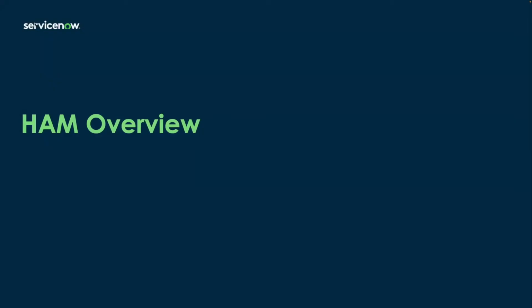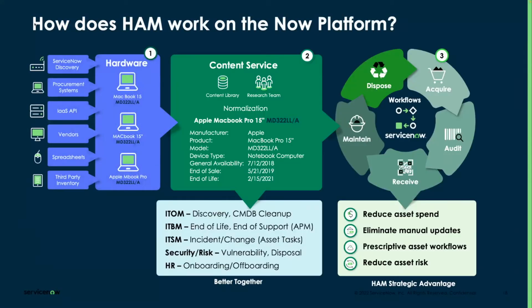So now we're going to go over how hardware asset management works on the Now platform. So HAM on the platform is going to use normalization to help reduce asset spend and risk. Inventory data is going to be brought in from multiple different sources, but it isn't always consistent across departments or even hardware models themselves, right? So this information is going to be ingested using a discovery tool, answering that all-important question of what do we have in our estate? Our normalization process for HAM is going to take in that data from the discovery tools, as well as the important information, and then take that unique model number and compare that to our content library, which is just a giant data repository.